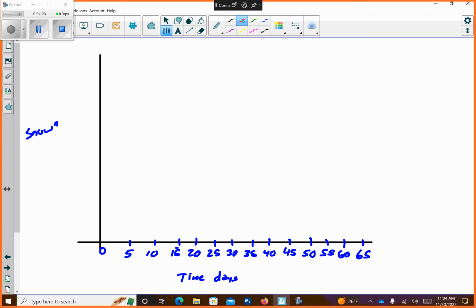So what about snow in inches? It looks like our biggest number is 156, but we have to start from zero. So 10s or 20s? 10s might work, maybe. But 20s might work. I don't know. Just to be cool people, we'll go by 20s.